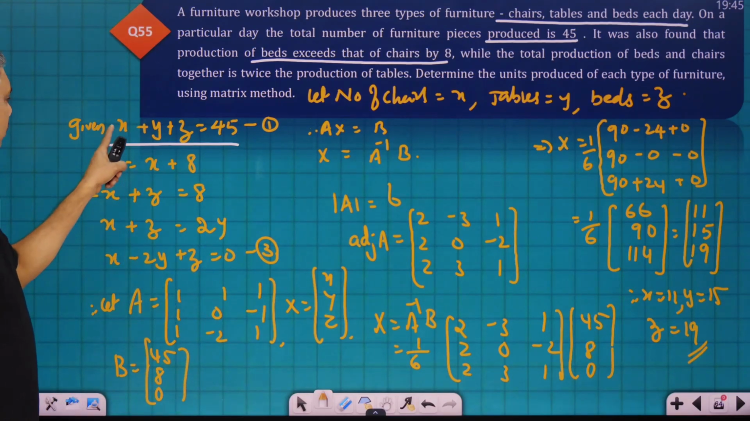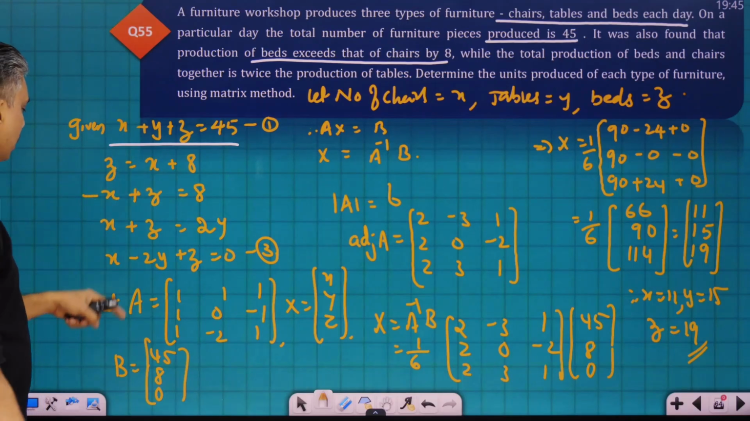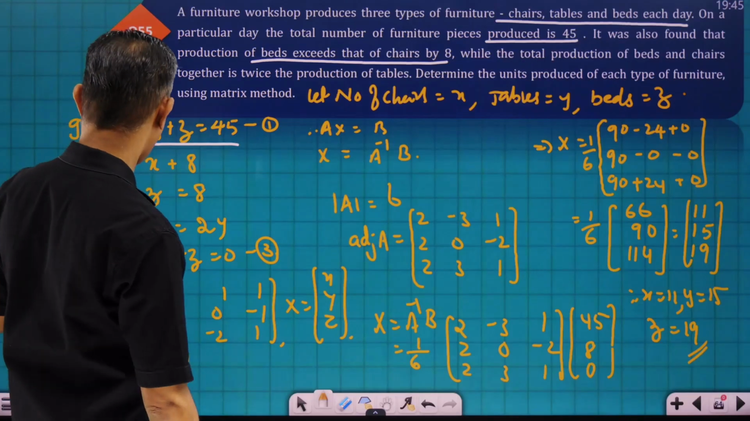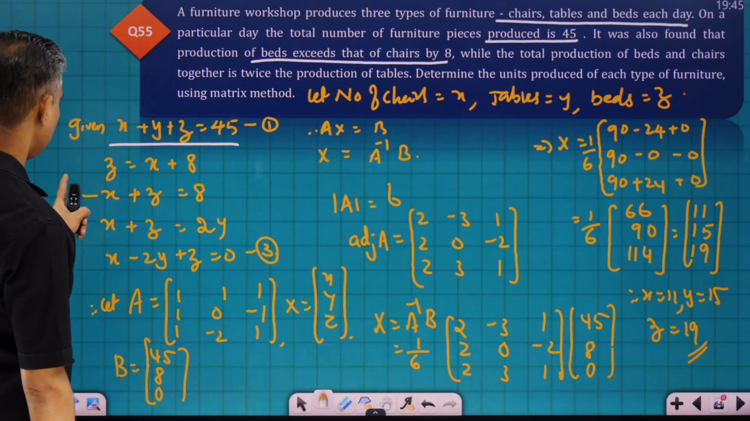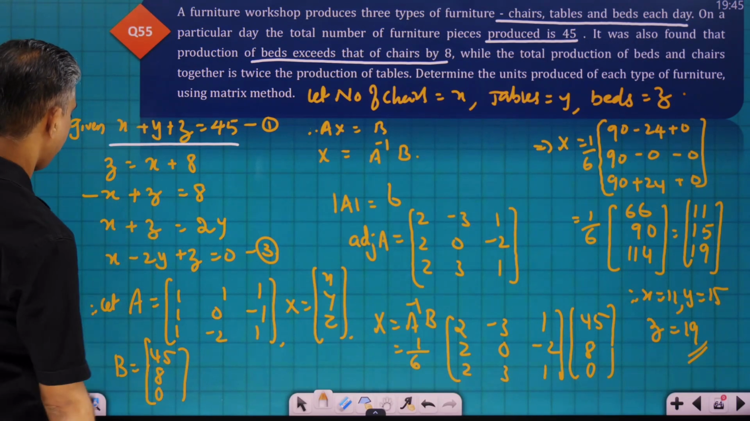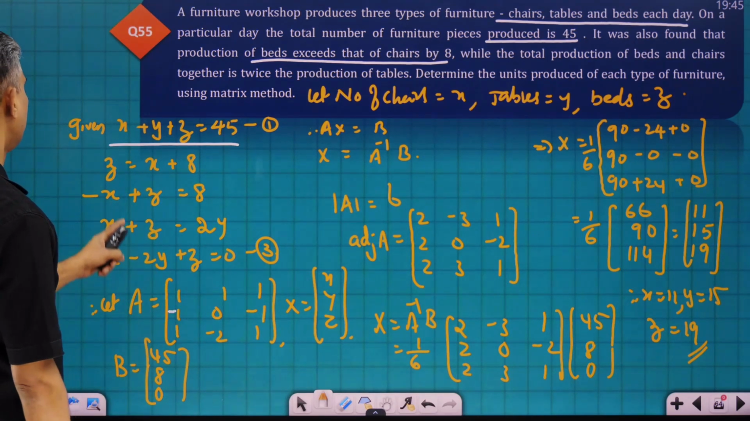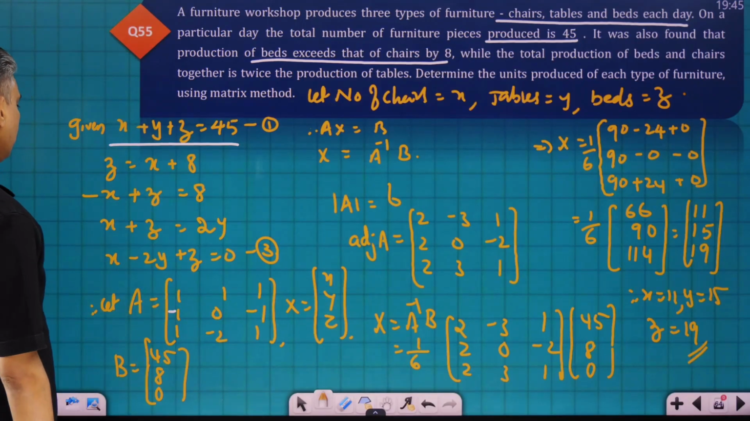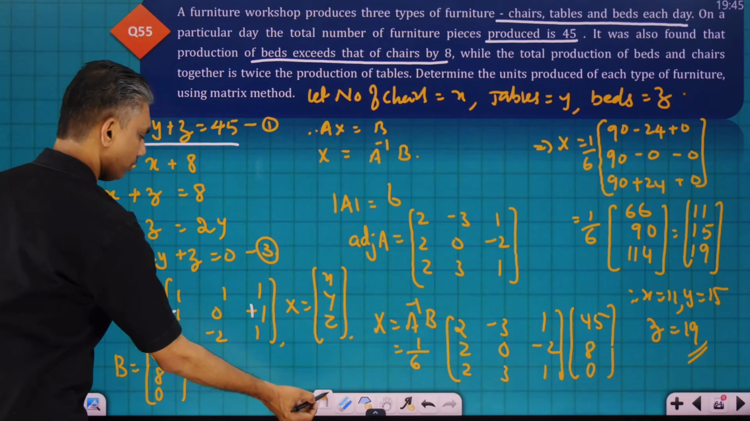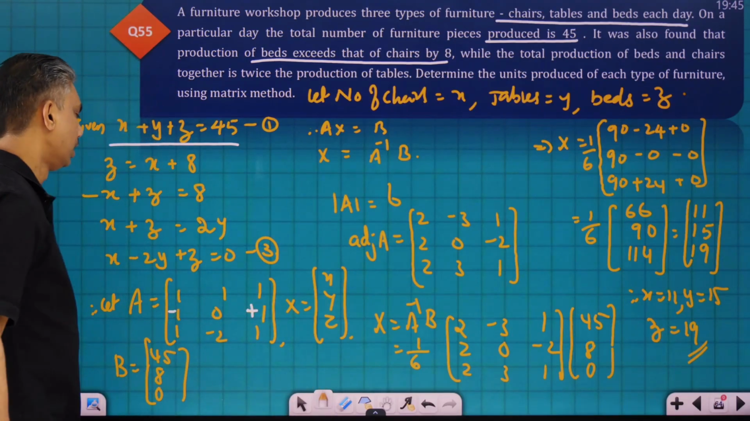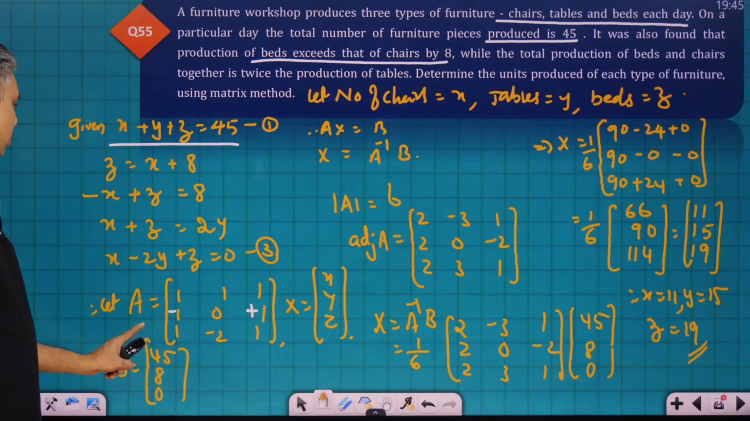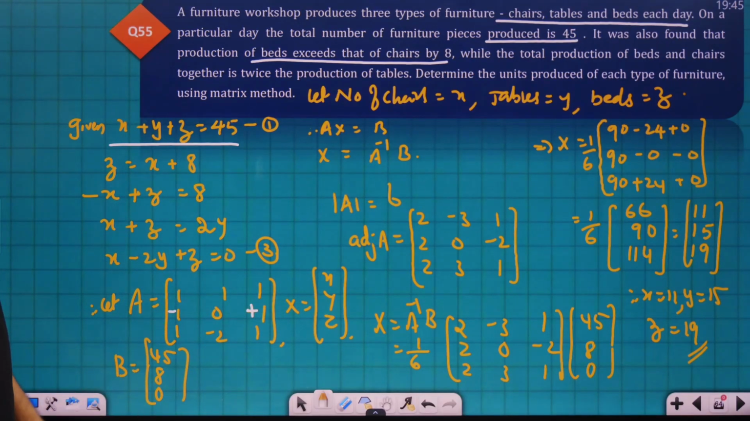So, the coefficient matrix is 1, 1, 1; minus 1, 0, 1; 1, minus 2, 1. And X, Y, Z equal to 45, 8 and 0.